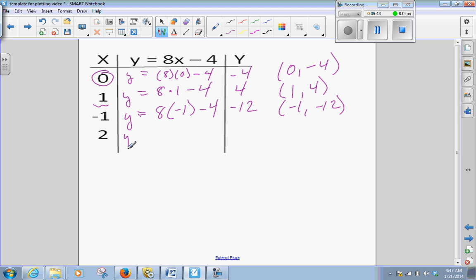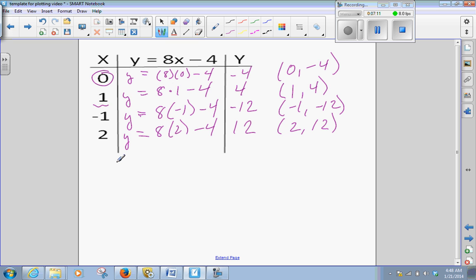And finally, based on the x values I gave you, instead of 8 times x, I'm going to do 8 times 2 minus 4. So 8 times 2 is 16. 16 minus 4 is a positive 12. So (2, 12) is another solution. So that's all you have to do to find a solution to an equation. You take values for x and just put them in there.